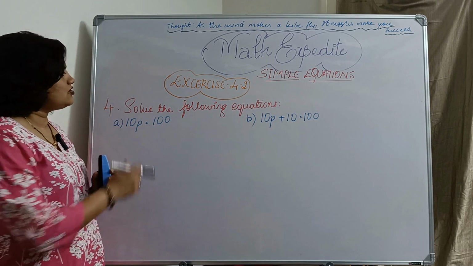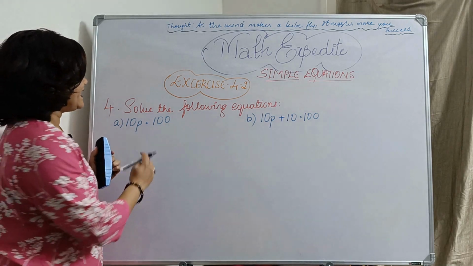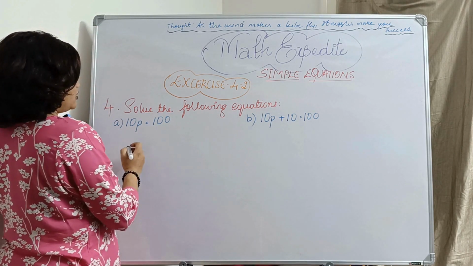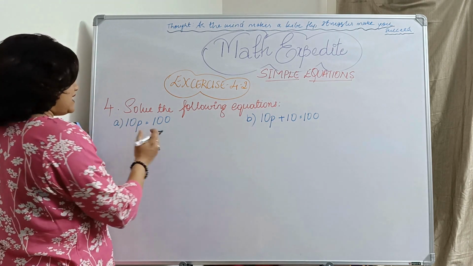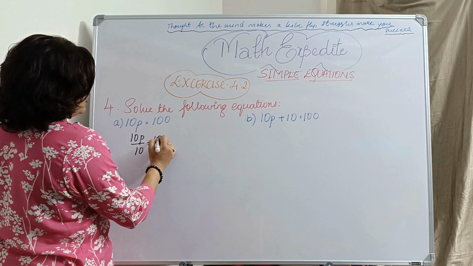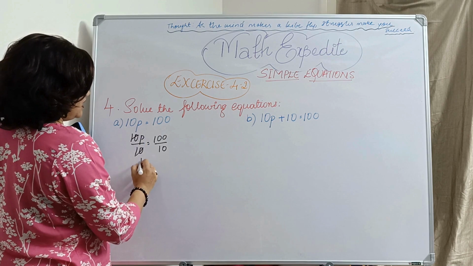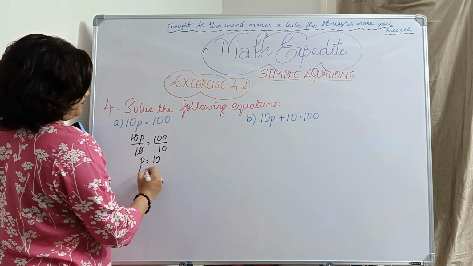Coming to the fourth question, solve the following equations. Here, first one, 10p equals 100. So what we have to do? We have to divide by 10 on both the sides. 10p by 10 equals 100 by 10. So 10 gets cancelled. p equals 10.